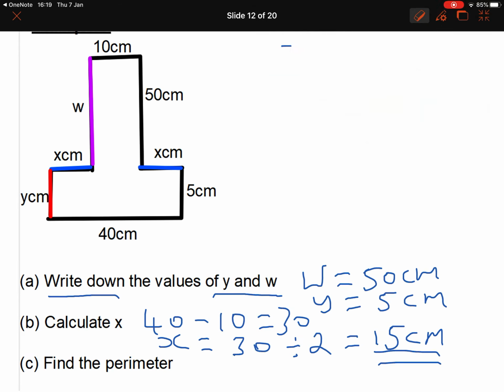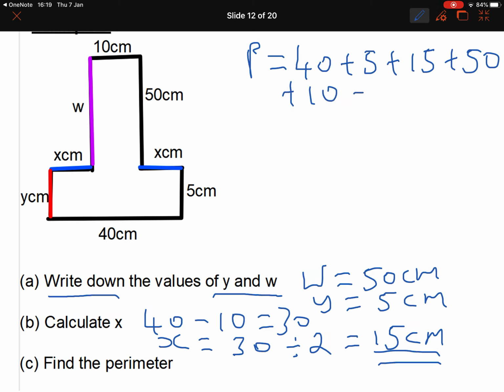Now, to find the perimeter, I'm just going to get rid of this rectangle here so I have a bit of space. To find this, the perimeter is, I'm going to start with that 40 right at the bottom here. So it's just going to be 40 plus 5 plus 15 plus 50 plus another 10 plus another 50 plus another 15, and then plus 5, okay?